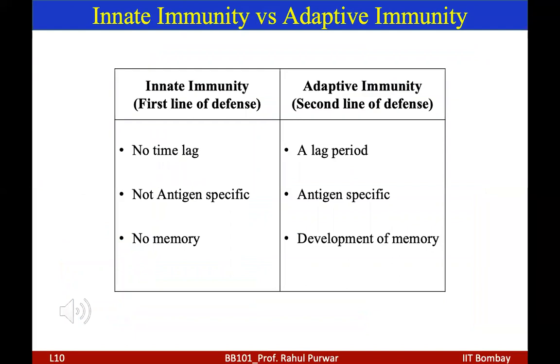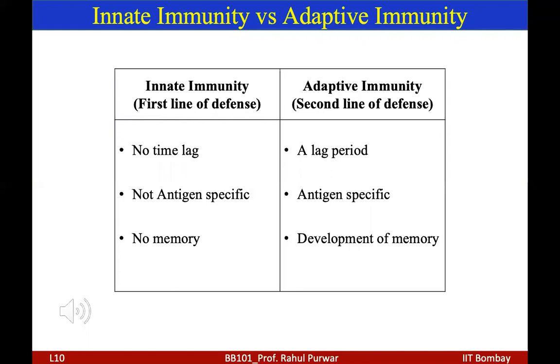In the first line of defense, innate immunity, there is no time lag. As soon as the pathogen comes, we are ready to fight. It's not antigen specific, as I said, and it has no memory. That means the first time a pathogen comes, and the second time it comes, it will act just as it did the first time. It will not remember that you came to me the first time, and now that you are coming again, mount a big response against you. It doesn't keep any memory of the previous infection.